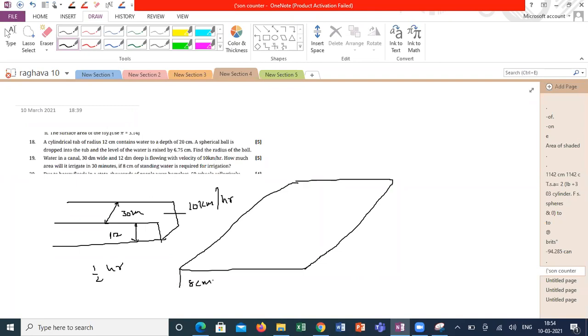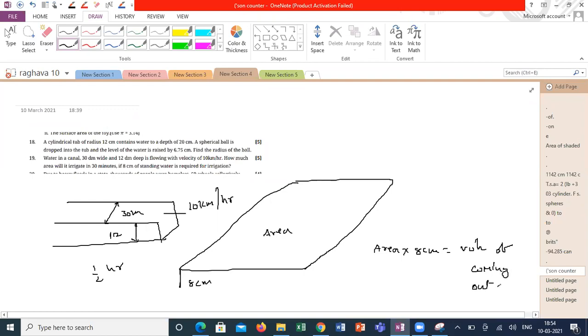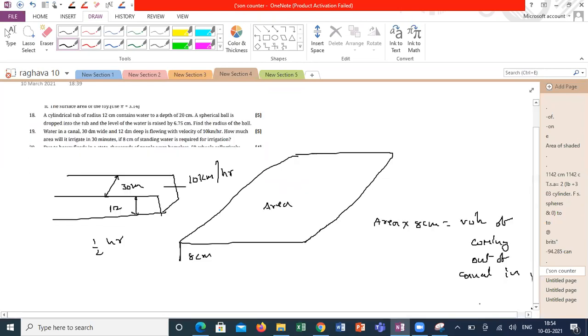8 centimeter standing water is required for the irrigation. So there is an area. I don't know what it is, but the height of the water that needs to stand is 8 centimeter. So area into 8 centimeter will be equal to the volume of the water coming out of the canal in 30 minutes. That is a clue here. Do it.